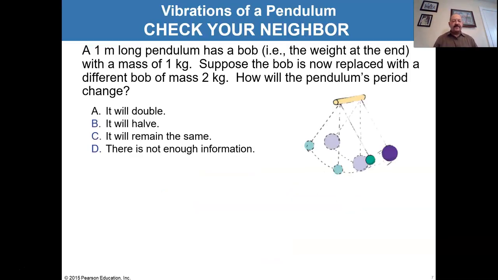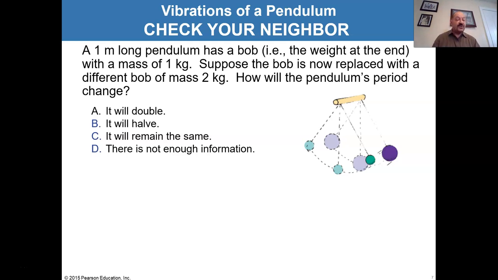All right, a 1 meter long pendulum has a bob, that's the weight at the end, with a mass of 1 kilogram. Suppose the bob is now replaced with a different bob of mass 2 kilogram. How will the pendulum's period change? The period is the amount of time it takes to go from one end and then back, all the way back to the original position. Will it double? Will it half? Will it stay the same?